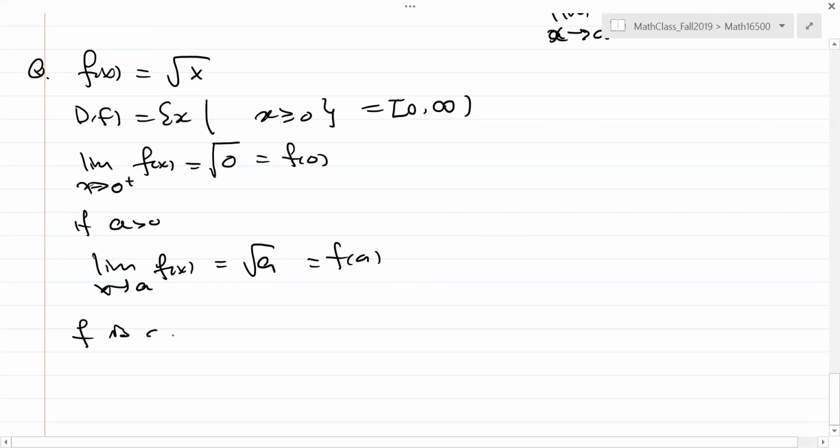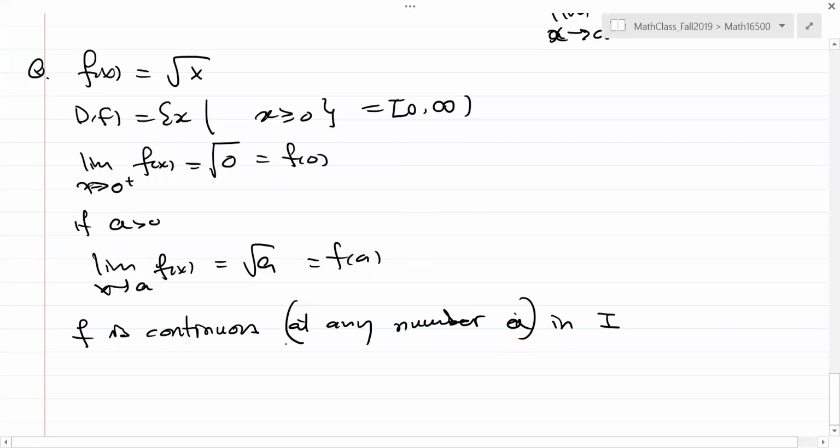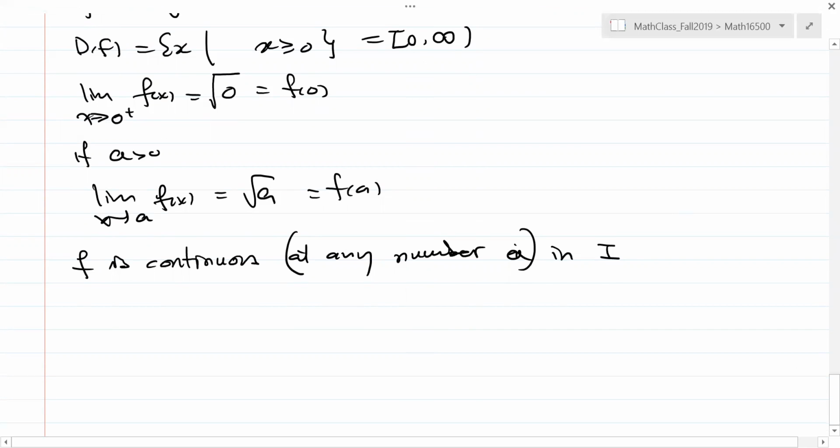F is continuous at any number A in the interval. Now, sometimes you can ignore that and just say continuous in the interval. More precisely, it's continuous at any number A in the interval. A could be 0, right?